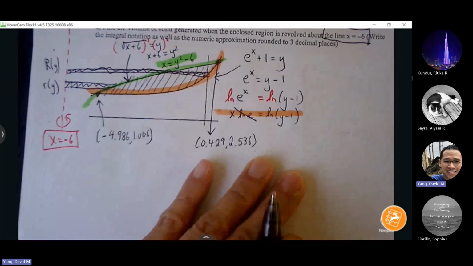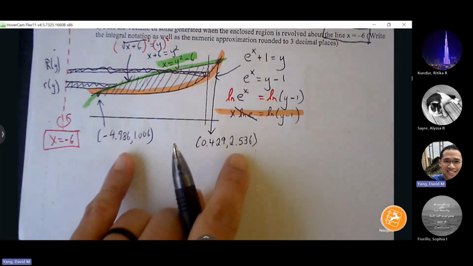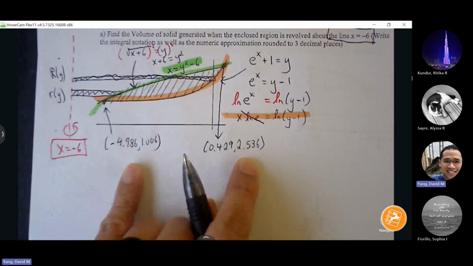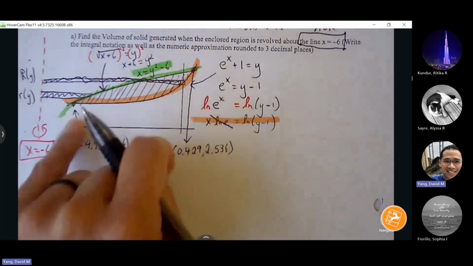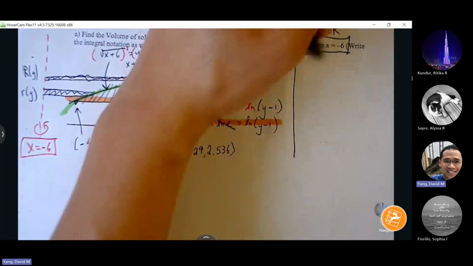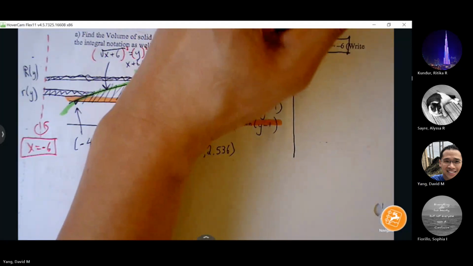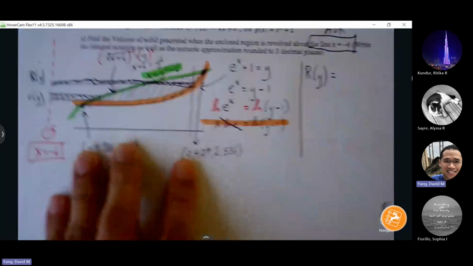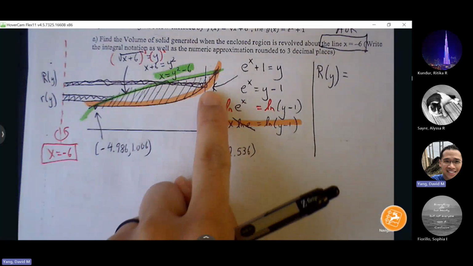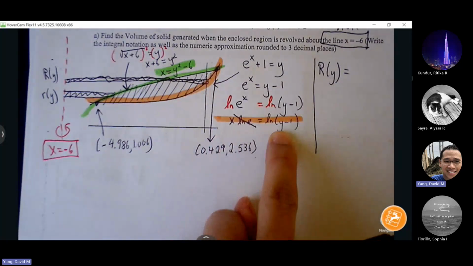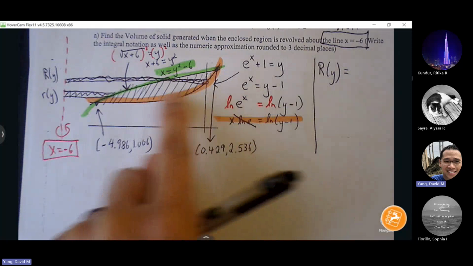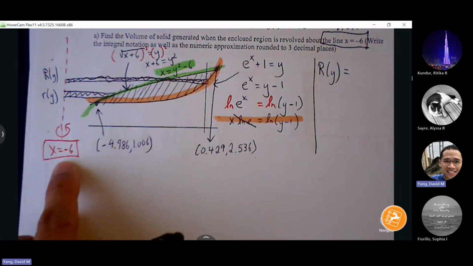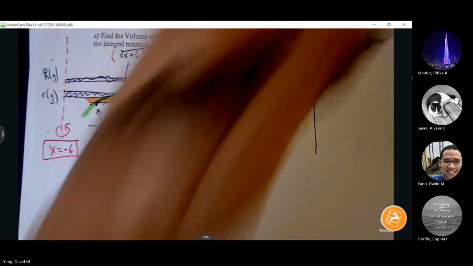Next problem, we don't have to type all that in again. Okay, so two radius is needed. We have two big R's, or two radius, for washer method. Okay, big radius. Right endpoint is sitting on the orange curve here, that being natural log of y minus 1. Left endpoint is sitting on the dotted line, which is -6.